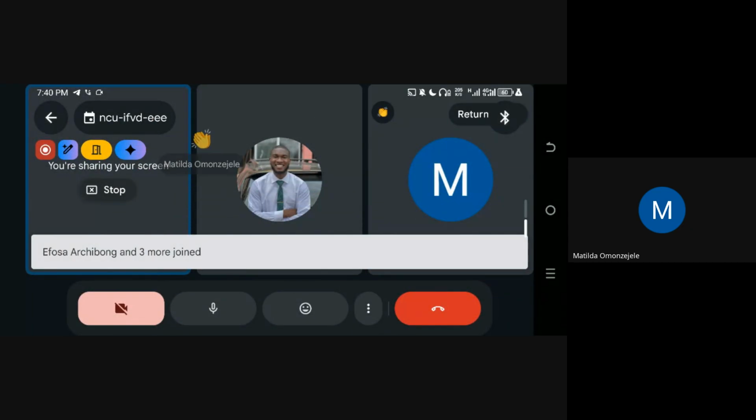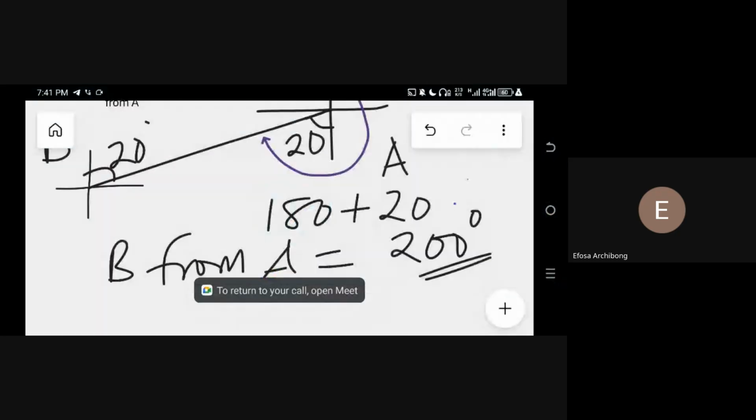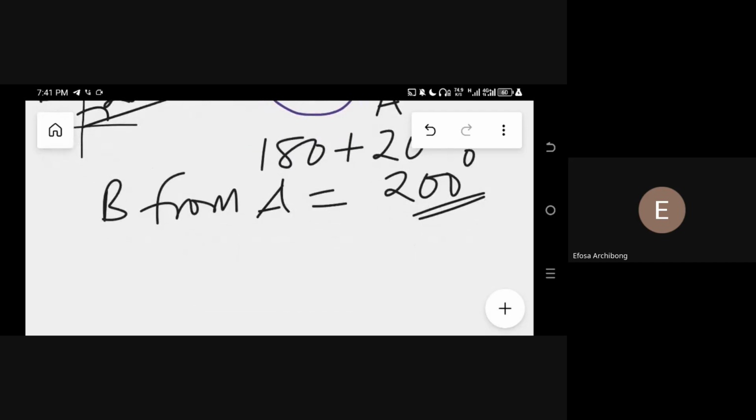Does everybody understand this? Okay, very good. I see your hands. Matilda, do you understand? Just give a thumbs up if you do. Efosa, do you understand this? No, I'm just joining the class. My network was bad. Oh, okay. All right. We still have more examples up front, so I'm sure you'll get up to speed as the class progresses.